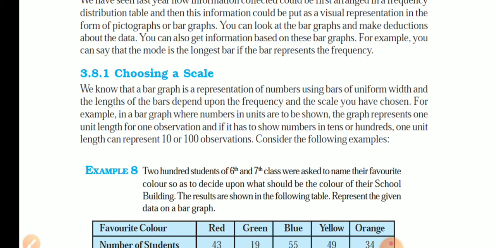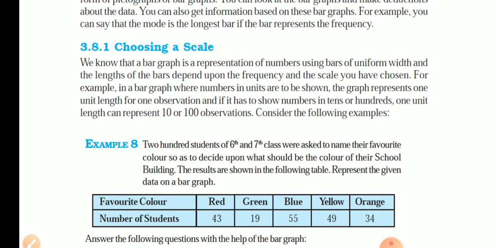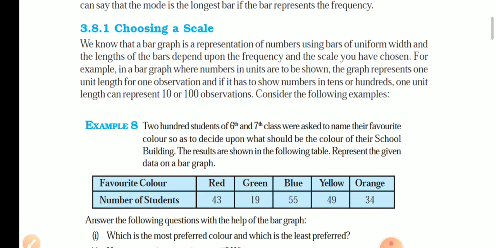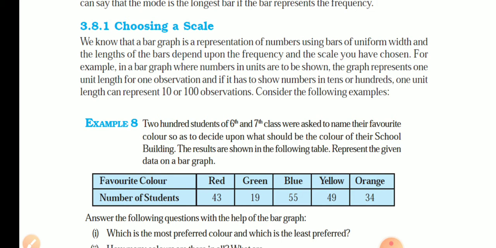Now you have to first choose a scale. We know that a bar graph is a representation of numbers using bars of uniform width, and the length of the bar depends upon the frequency and the scale you have chosen. For example, in a bar graph where numbers in units are to be shown, the graph represents 1 unit length for one observation, and if it has to show numbers in tens or hundreds, 1 unit length can represent 10 or 100 observations. Consider the following example.